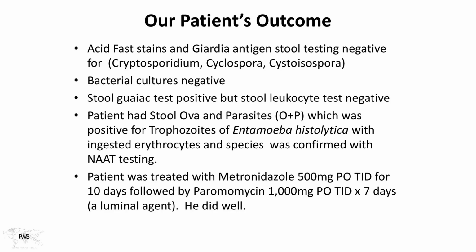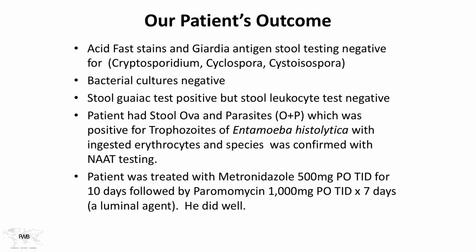Now our patient, how did our patient do? Acid-fast stains and Giardia antigen stool testing were negative for Cryptosporidium, Cyclospora, and Isospora. Bacterial cultures were negative. A stool guaiac test was positive, but the stool leukocyte test was negative. The patient had a stool ova and parasites exam, which was positive for trophozoites of Entamoeba histolytica, which were shown to have ingested erythrocytes, and the species was confirmed by NAT testing.